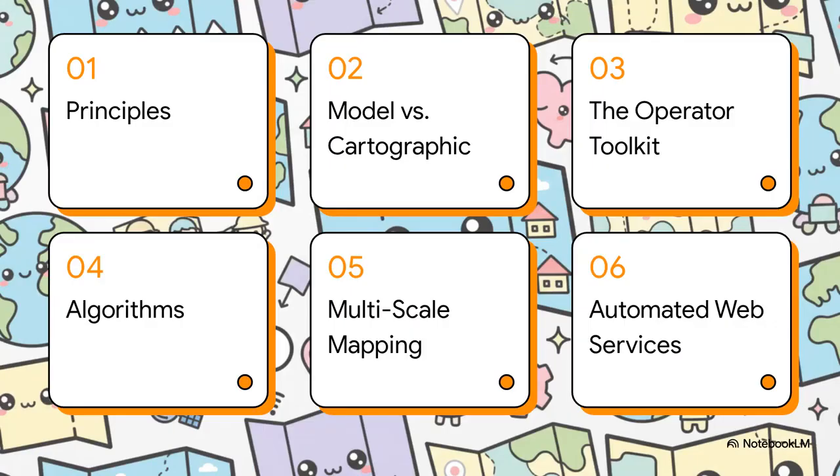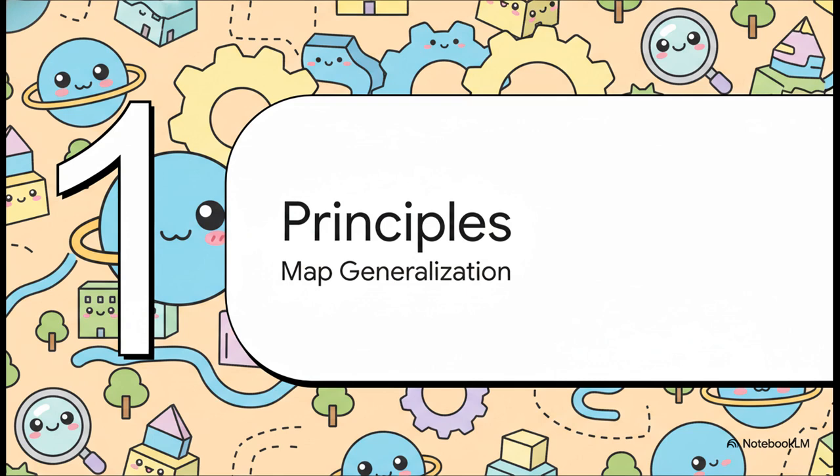All right, here's our game plan for today. We'll hit the principles of generalization, compare model versus cartographic generalization, dig into the operator toolkit, see algorithms in action, tackle multi-scale mapping, and wrap it all up with automated web services. Let's jump in. First up, Section 1, the principles of map generalization.